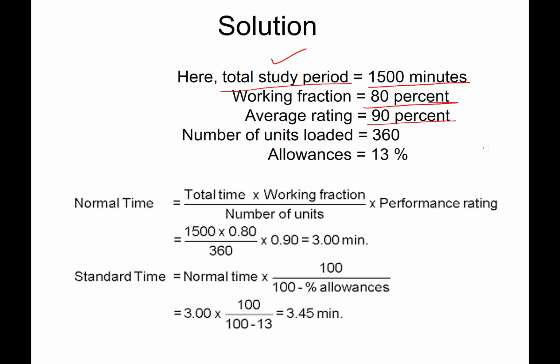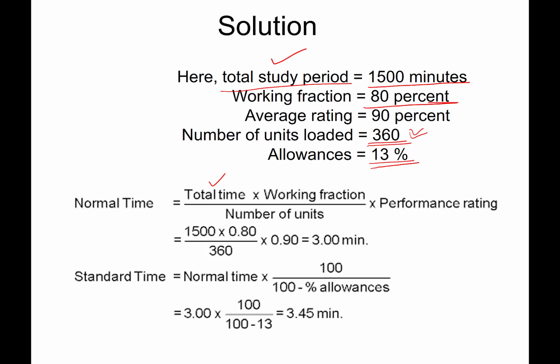All right, and the output in terms of, say, loading of the product is 360. This is output only. It may be that something is being produced or done by the entire system of personnel, or the man and machine system. Then the allowance to be given is 13%. So how do we set the time standard?